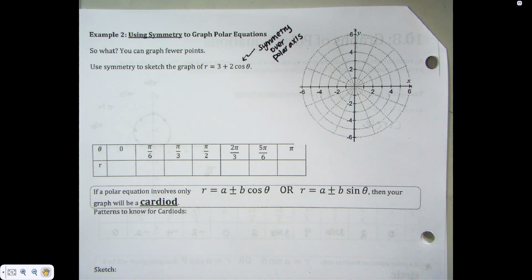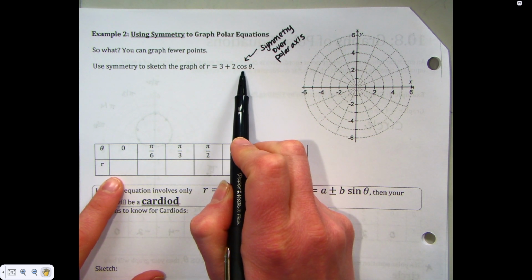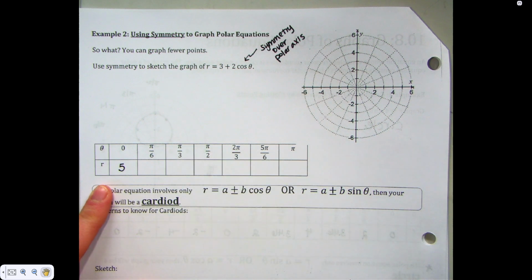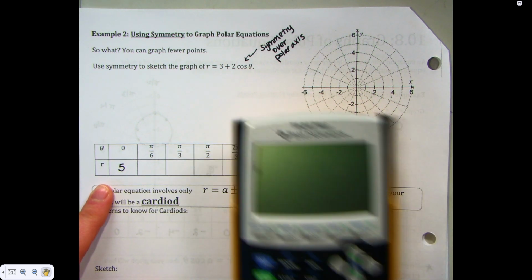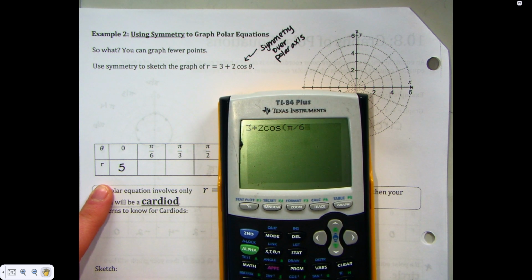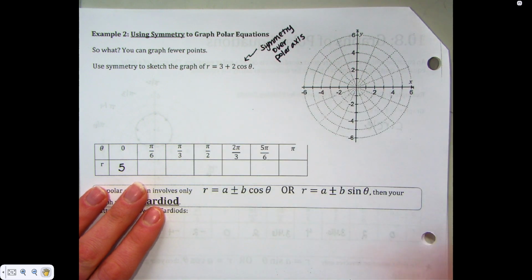So let's try that. Again, we're just going to plot points. When I plug in 0, cosine of 0 is 1, so that would be 3 plus 2. Plugging in 0, I get an r of 5. When I plug in pi over 6, what I'm going to do here is put them into my calculator. 2 times the cosine of pi over 6, and I can enter them in and get the decimal. I just can't graph with the exact values. So we're at about 4.73.